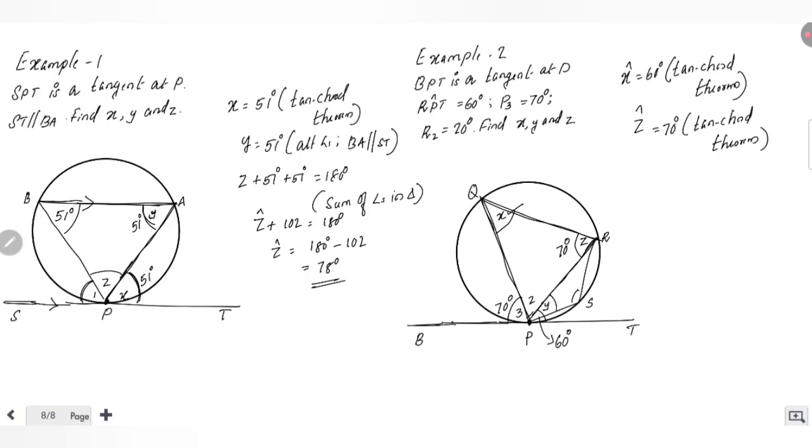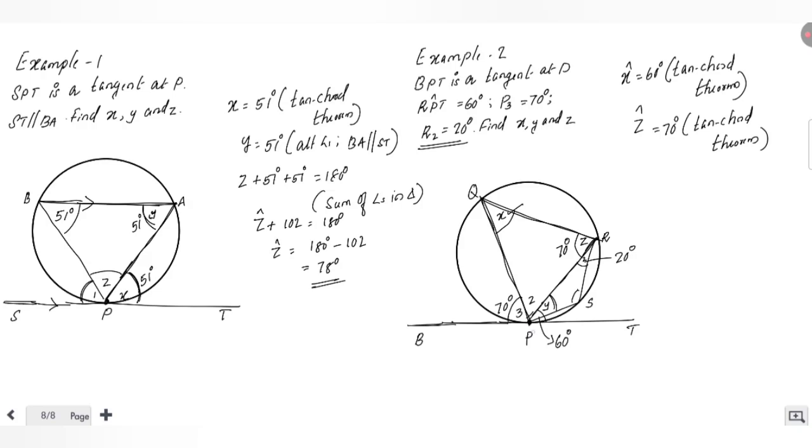Now what is left? You have to find the value of Y. Where is Y? Y is the angle RPS, this angle, isn't it? And one more item is also given. What is that? R2 is 20. Where is R2? R2 is this one. It is given as 20. Clear? Alright, now we can find the value of Y.